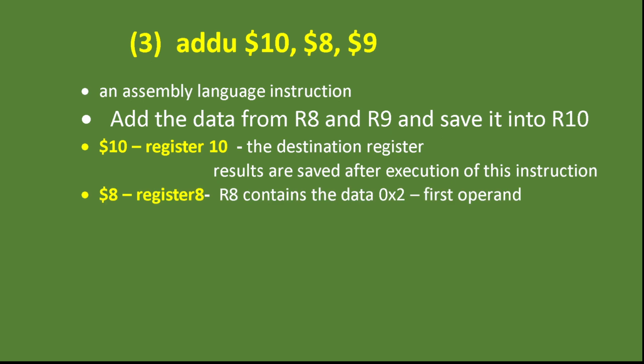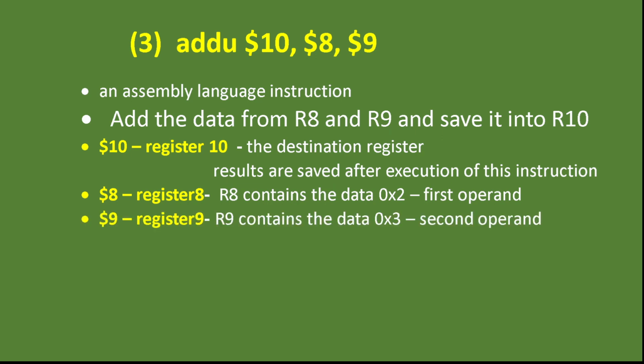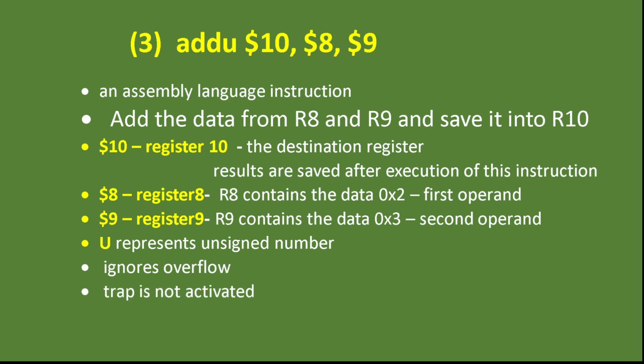And this $8 contains the data 0x2, which is the first operand, and $9, that is register 9, contains the data 0x3, that is your second operand. And in addu we have the u, right, that represents unsigned number, as well as it ignores overflow, so the trap will not be activated.